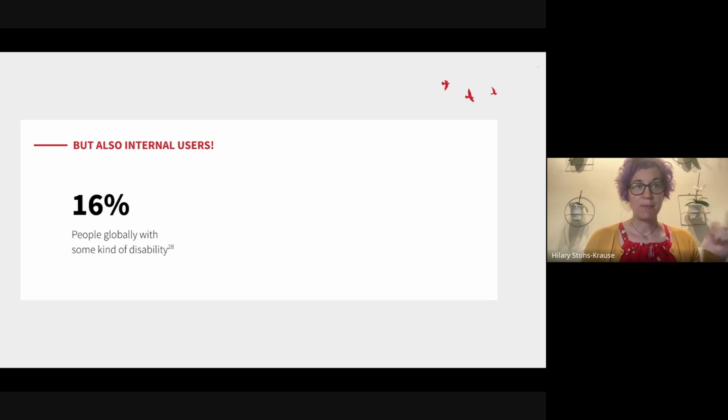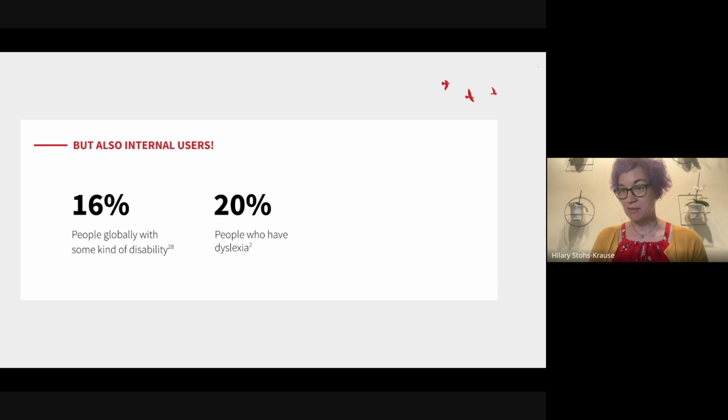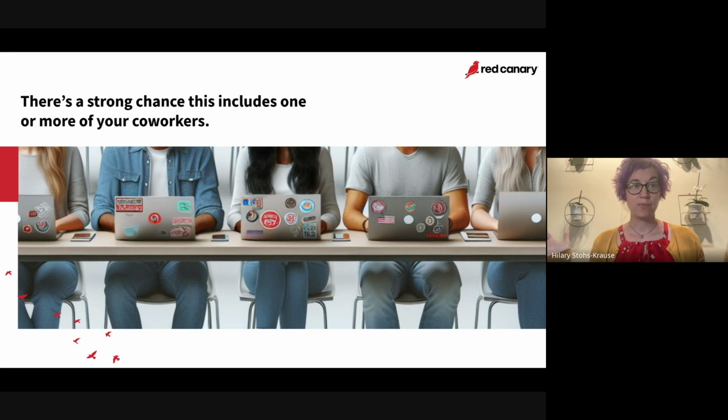So 16% of people globally have some kind of disability. 20% of people have dyslexia. And 8% of men are colorblind, right? And this isn't just older people. I think sometimes we think, oh, as you get older, you might have memory issues or mobility issues. 1 in 12 adults under 35 have a disability. So this means there's a strong chance at least one of your coworkers could benefit from accessibility practices.